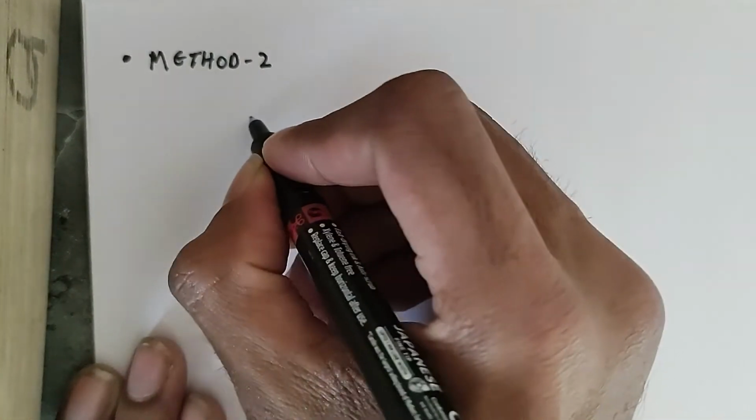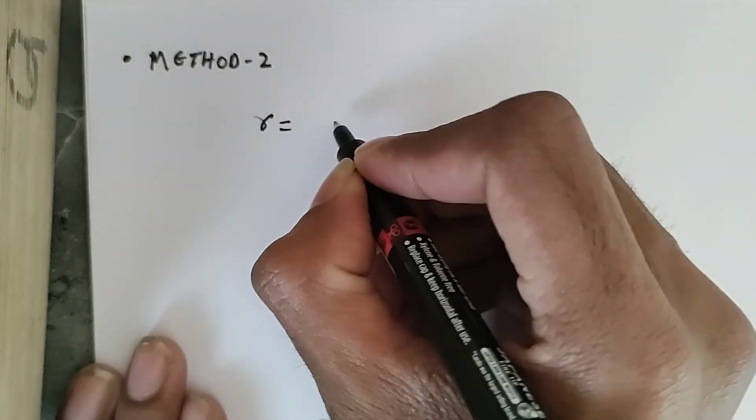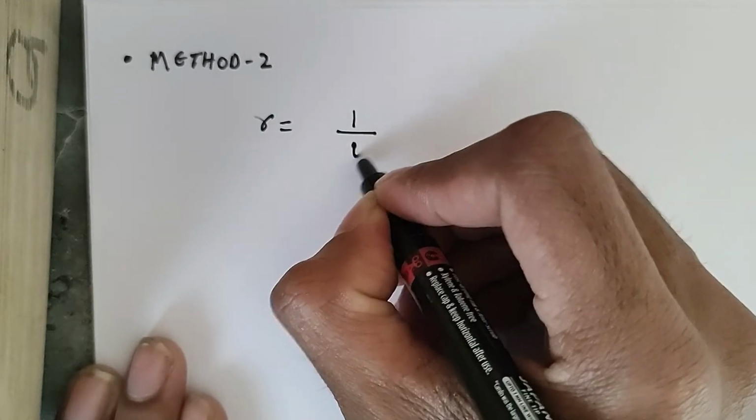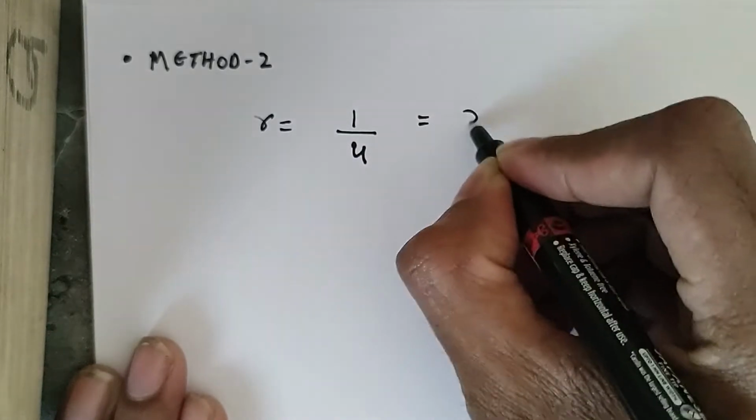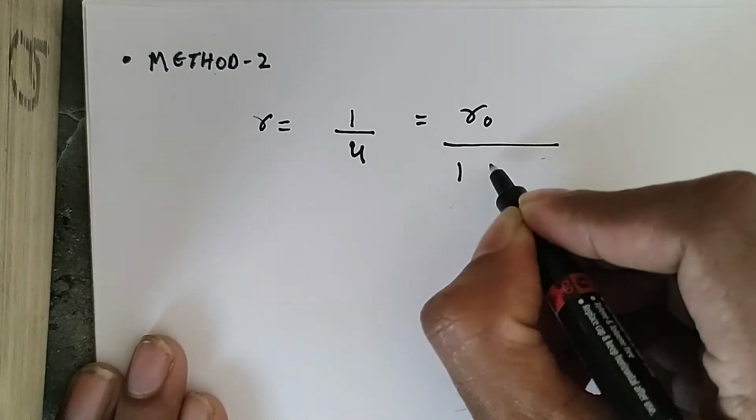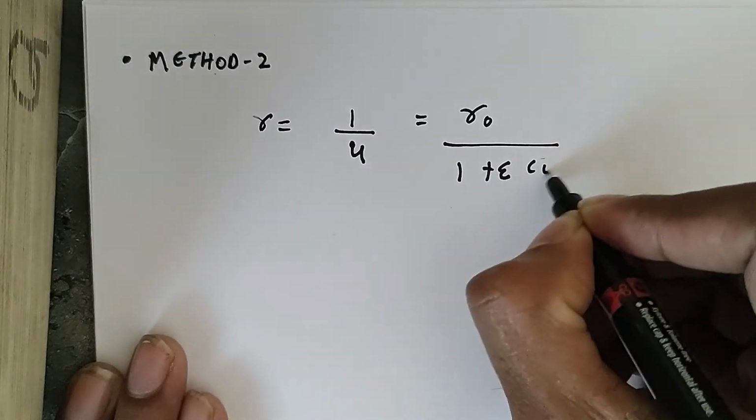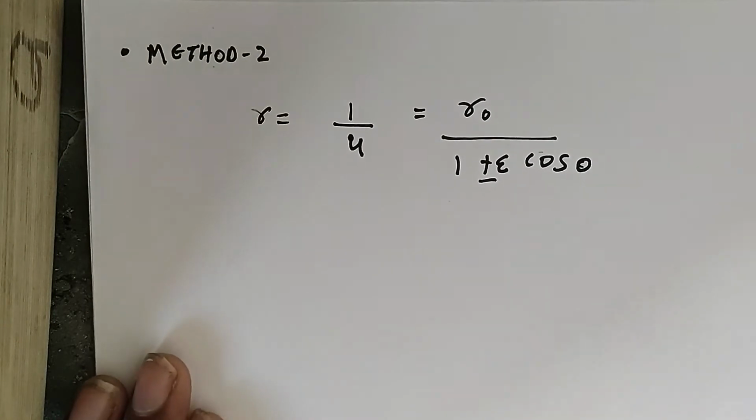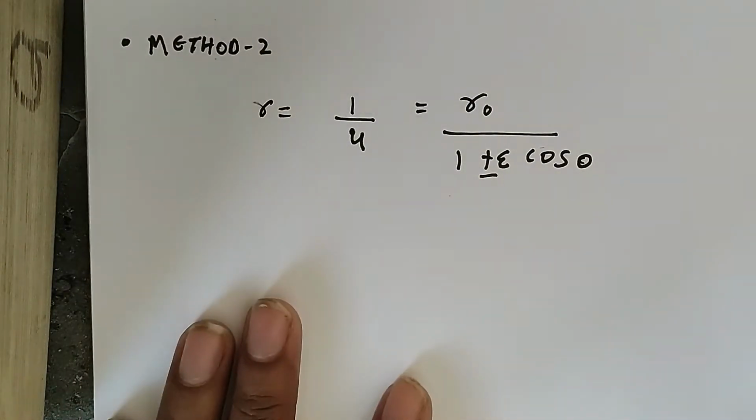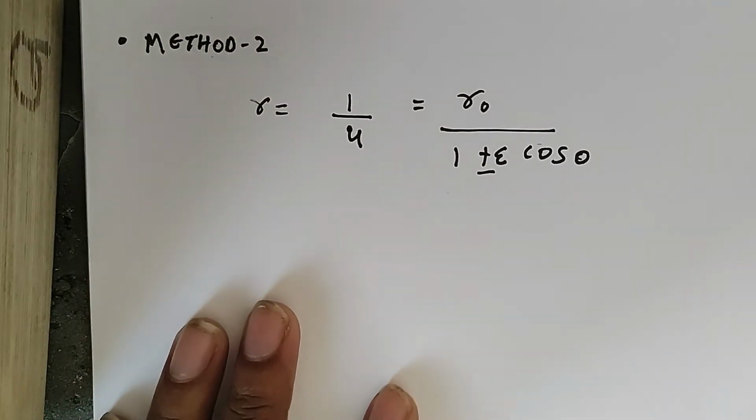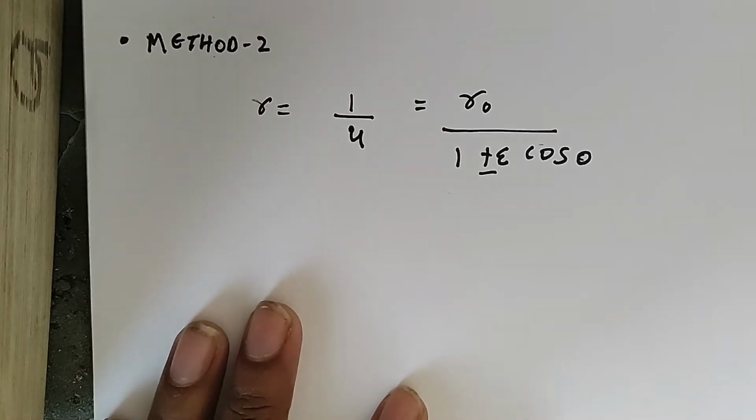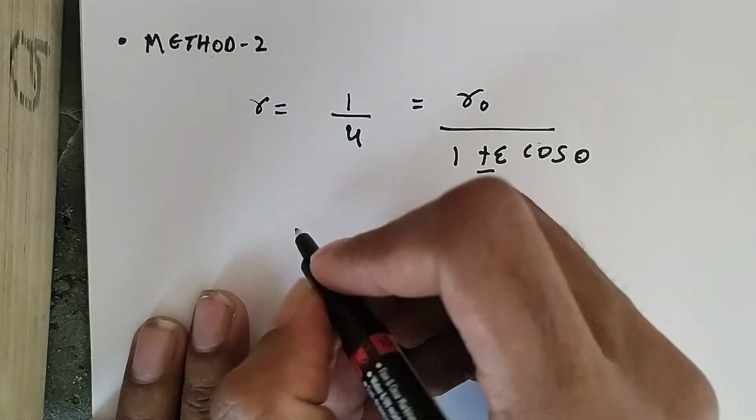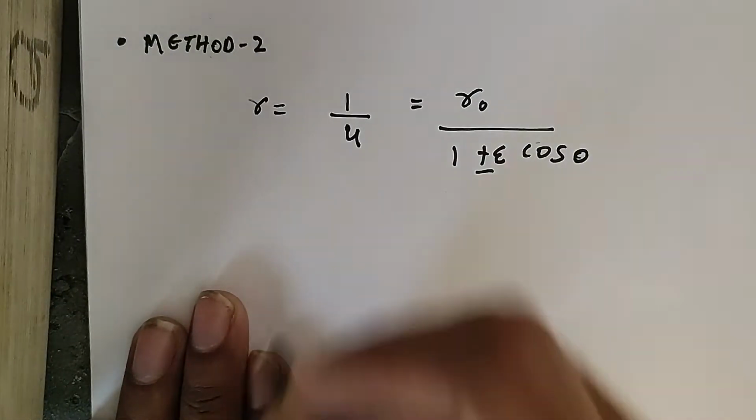So last time we got the equation which was r is equal to 1 over u is equal to r naught over 1 plus or minus epsilon cos theta. We got the two equations, one around the vertical and one around the horizontal. So this was the brief result. So the derivation of the equation, let me do it in this form.